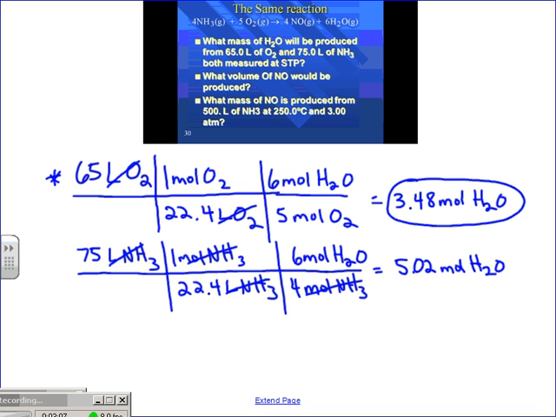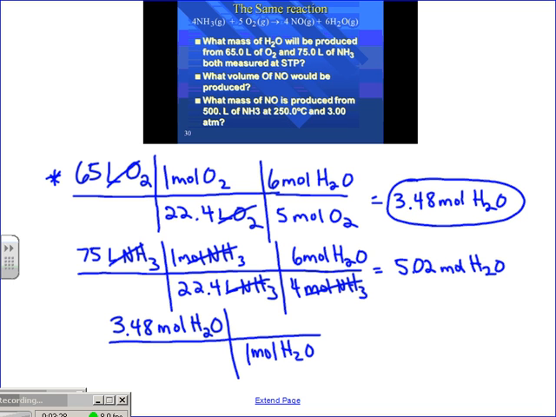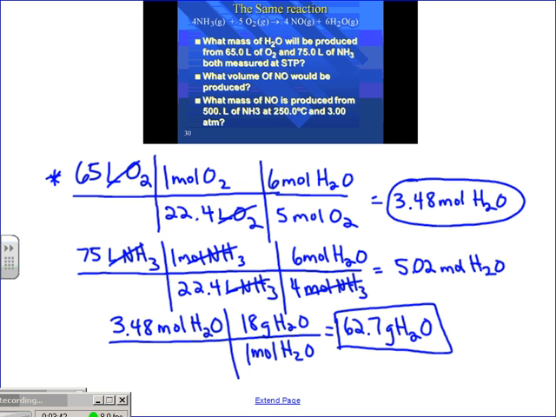So we need to plug in 18 grams. Yes, we need to convert it to grams. So I'm going to take 3.48 moles of water and convert it to grams. So 1 mole H2O, 18 grams of H2O. And we get 62.7 grams of H2O. And that is our final answer for the first one.